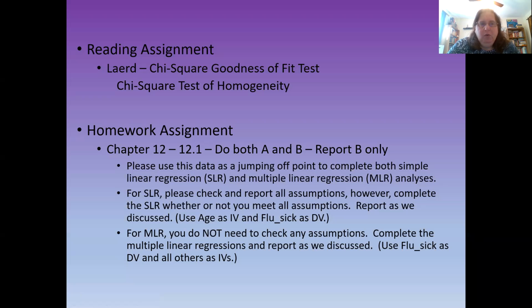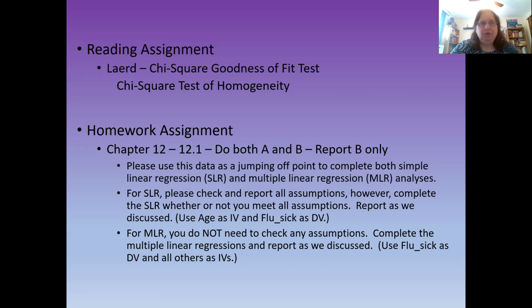Then for your homework after this lecture will be from chapter 12, 12.1, do both A and B, but report B only. Okay, so you're going to do both A and B and report B only. You're going to use this data as a jumping off point to complete both simple linear regression and multiple linear regression analyses. Okay, so it's like you're doing 4 things and reporting on 2.